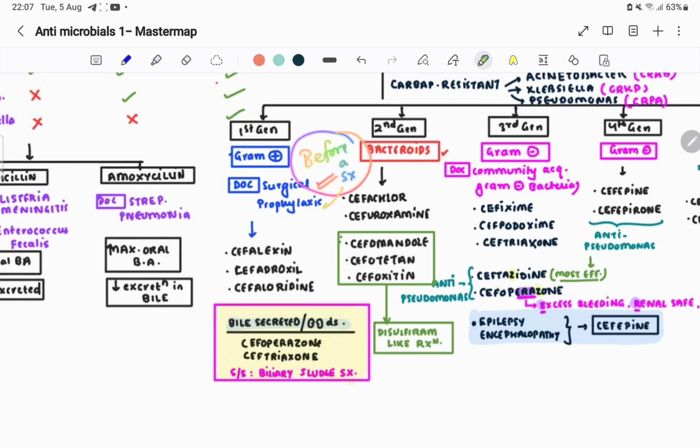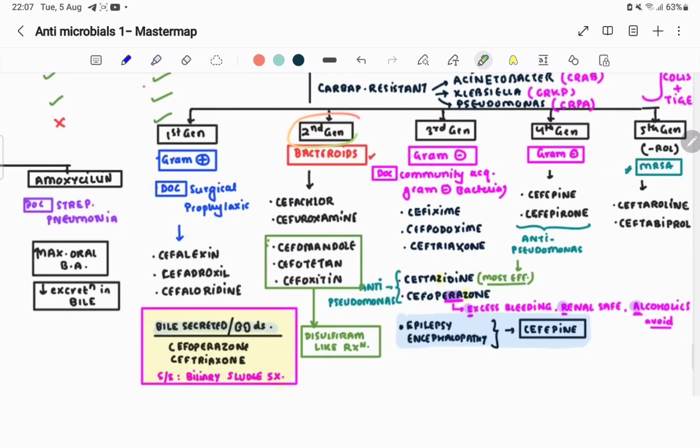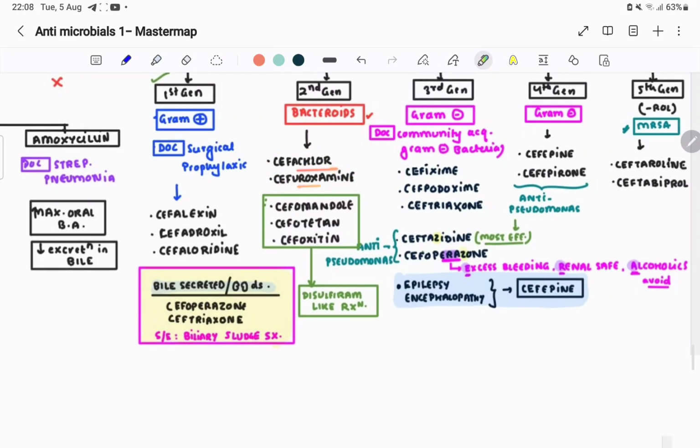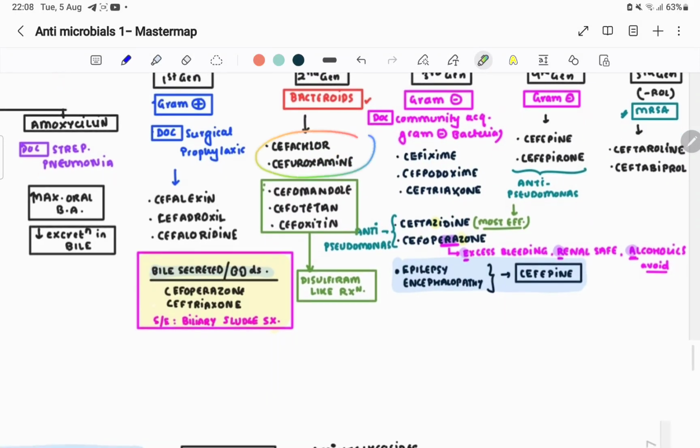We give prophylaxis for preventing infections, which is we give first generation. 2 examples to remember: cephalexin and cefadroxil. Lexin and droxil are first generation. Second generation, we can have cefaclor and cefuroxime. Chlor and oxime. So 2 examples here, but you can remember cefaclor only.